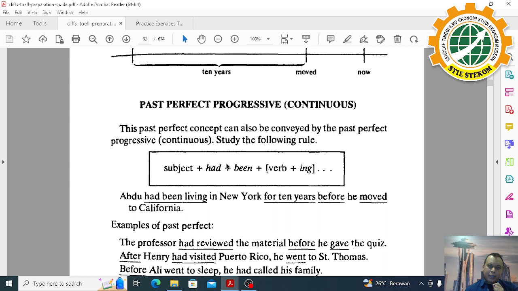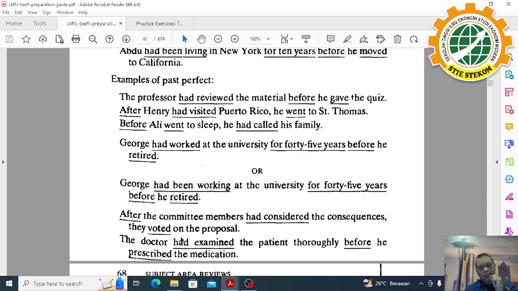The professor had received. Okay. Ini adalah first apa second? Ini adalah first ya. Had received the material before he gave the quiz, and then second actionnya adalah he gave the quiz. After Henry had visited Puerto Rico, ini first apa second? First ya. Jadi Henry telah mengunjungi Puerto Rico, baru dia pergi ke St. Thomas. Before Ali went to sleep.